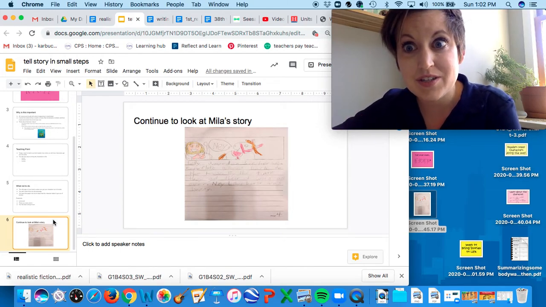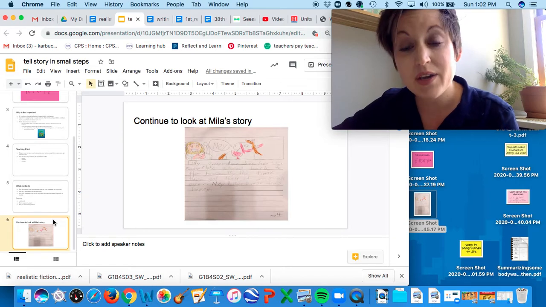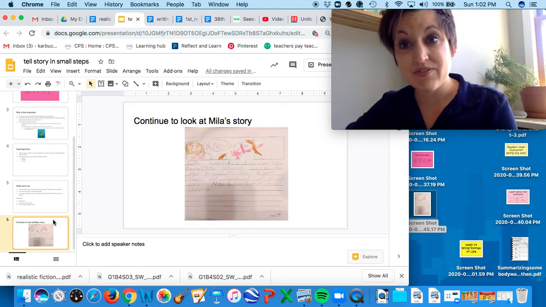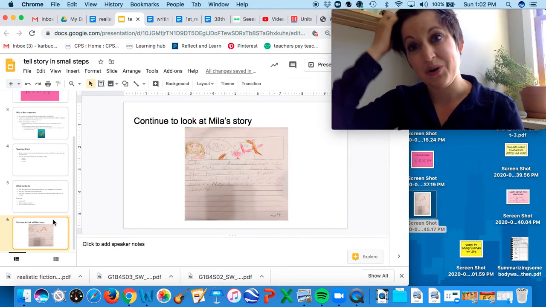So I'm very excited to read how your character gets out of trouble. Tomorrow we're going to meet and think about how can we end our story in a satisfying way to our reader? How can we tell how we feel and what lessons we can learn from our characters?